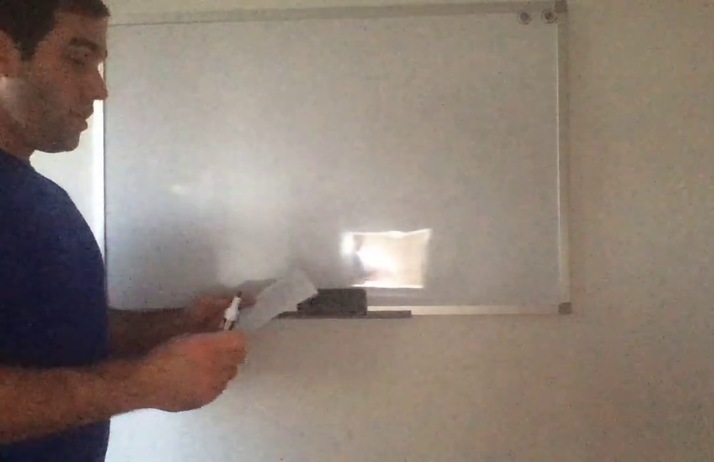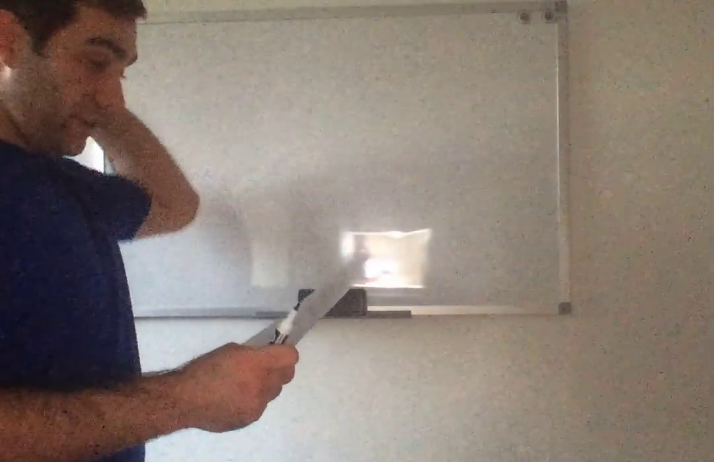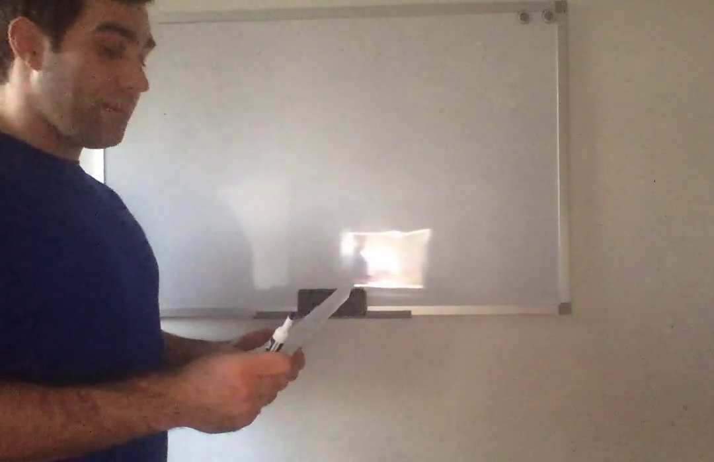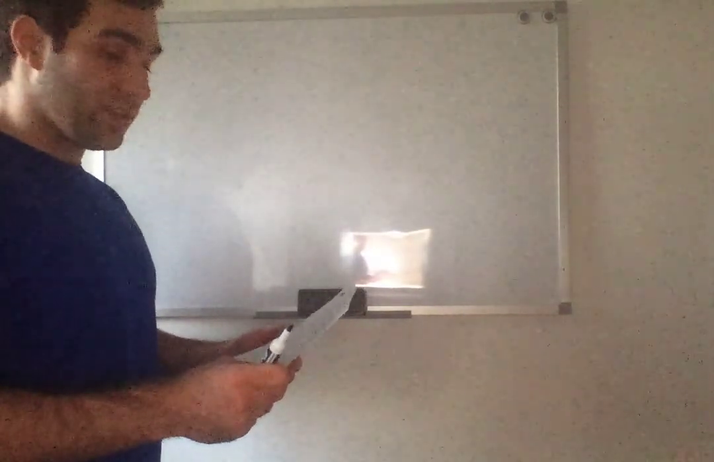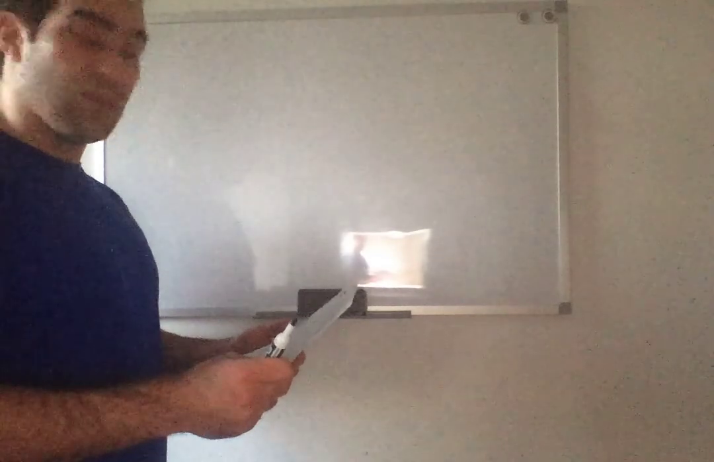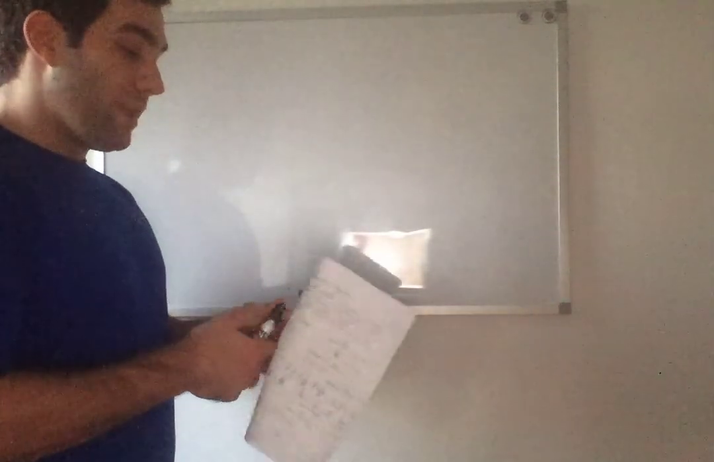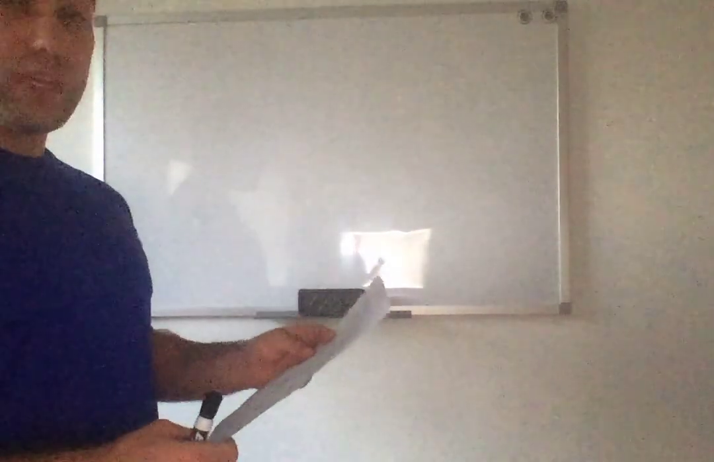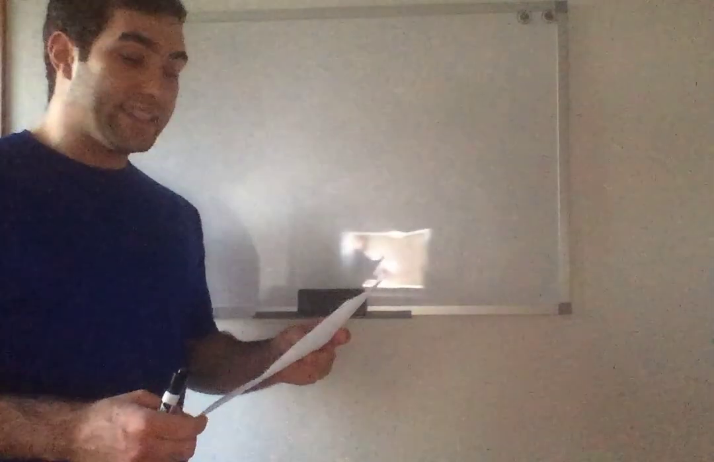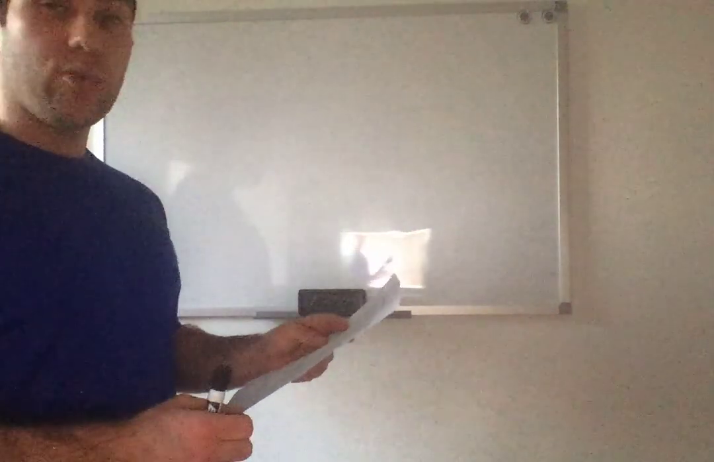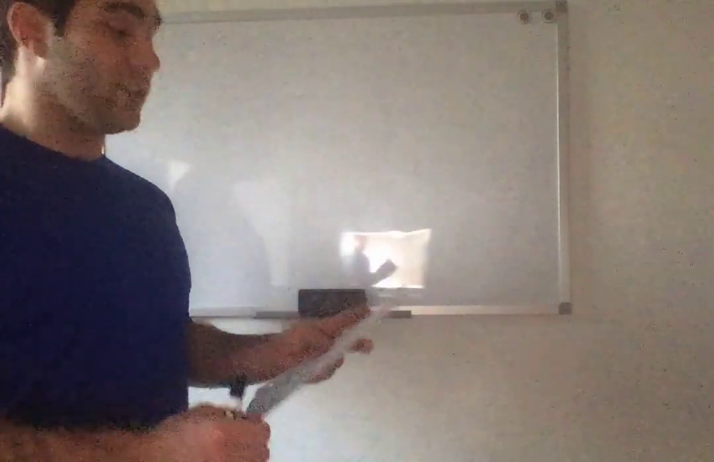Okay, so this problem is number 33. It's also on page 250. It says the top of a ladder slides down a vertical wall at a rate of 0.15 meters per second. At the moment when the bottom of the ladder is 3 meters from the wall, it slides away at a rate of 0.2 meters per second. How long is the ladder?